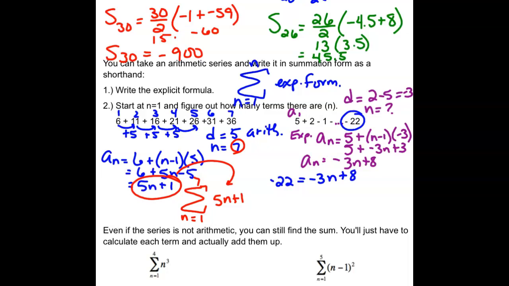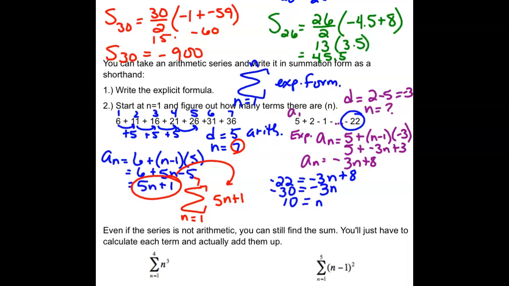All right, so I put a negative 22 in for a sub n, and I'm going to work back and solve for n. I'm going to subtract 8 to the other side. That gets me negative 30, which means n would have to come out to be 10. So there must be 10 numbers in my list.